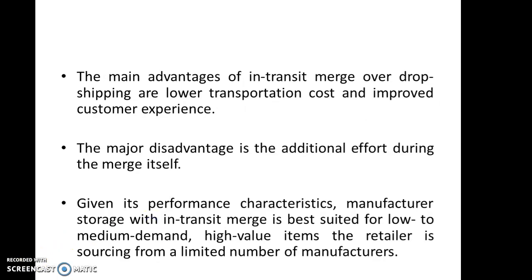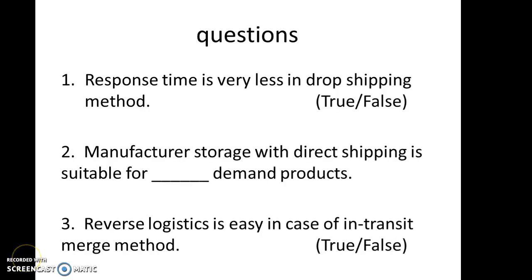The main advantage of in-transit merge over drop shipping is lower transportation cost and improved customer experience. The major disadvantage is the additional effort involved in the merging operation, that is, the in-transit merge operation. Given its performance characteristics, manufacturer storage with in-transit merge is best suited for low to medium demand and high value items, where the retailer is sourcing from a limited number of manufacturers. Students, answer these questions.